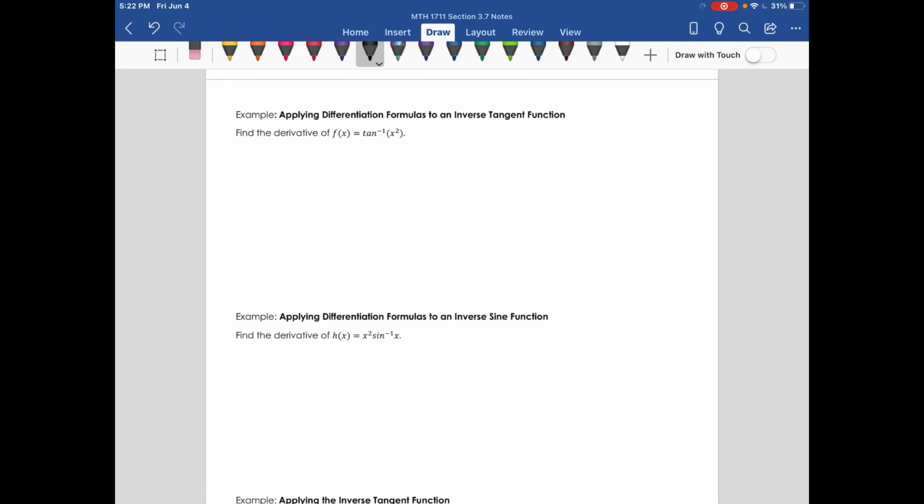In this next example, we're going to find the derivative of inverse tangent of x squared. Since we have that inner function in there of x squared, we have to remember to use the chain rule with the formula for inverse tangent derivative. Okay, so the formula for inverse tangent derivative is 1 over 1 plus x squared. So whatever you're taking the inverse tangent of, you have to square it here in our formula.